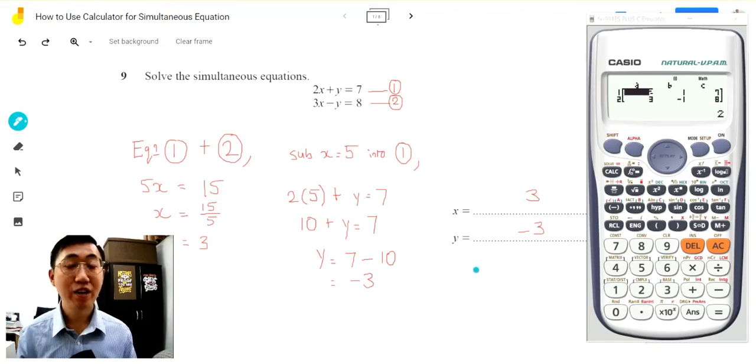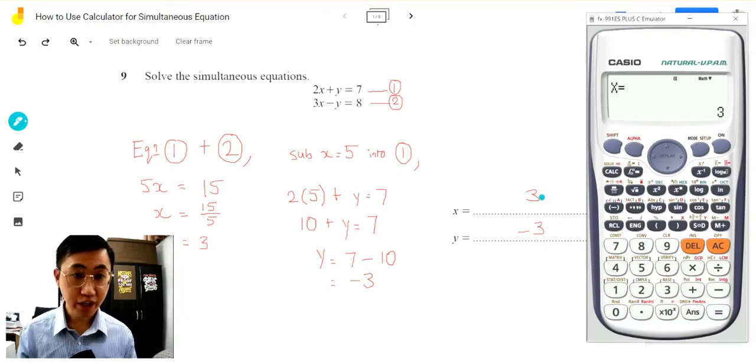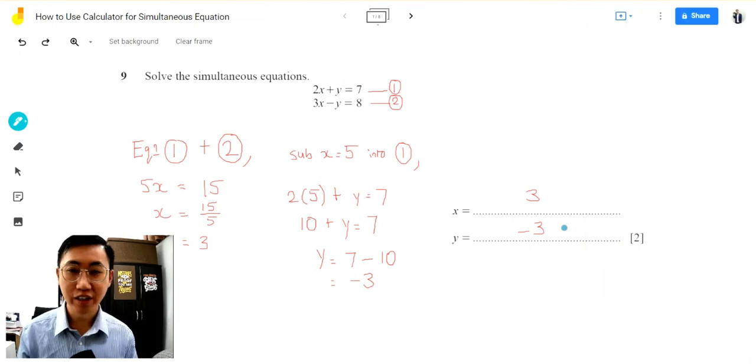I have a pair of simultaneous equations here, so let's check our answer. Alright, so I already keyed in the functions needed, and let's check. X is 3, okay, so I got my X correct. Let's check for Y. Y is 1, okay, so I messed up my Y over here, alright?